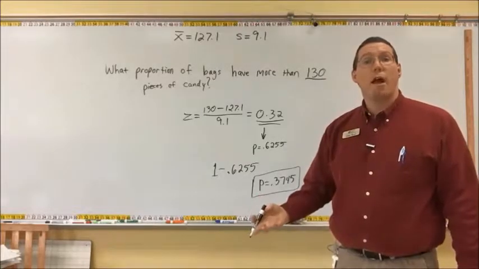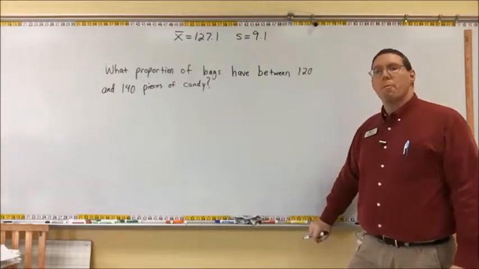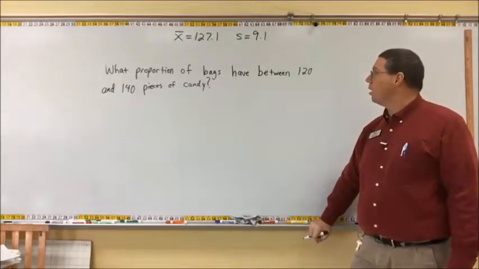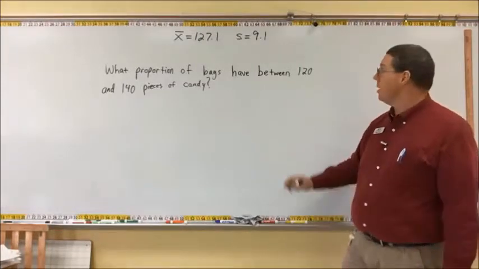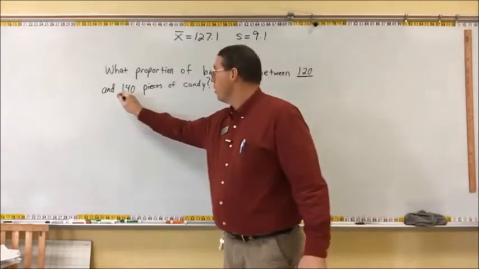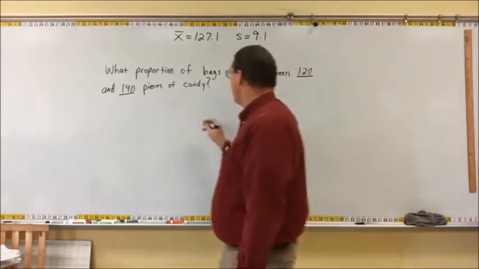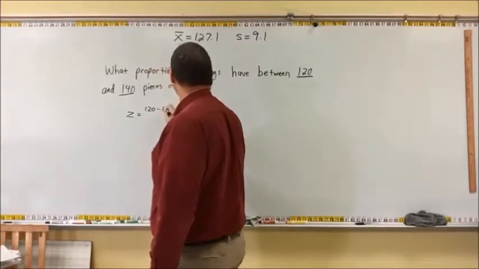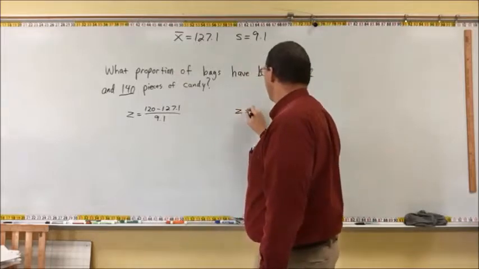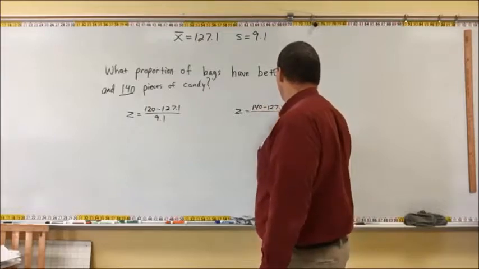Okay? Now let's try a between question. This question says, what proportion of bags have between 120 and 140 pieces of candy? What we need is 2 z-scores, one for 120 and one for 140. So z is equal to 120 minus 127.1 over 9.1, and our other z-score is going to be 140 minus 127.1 divided by 9.1.